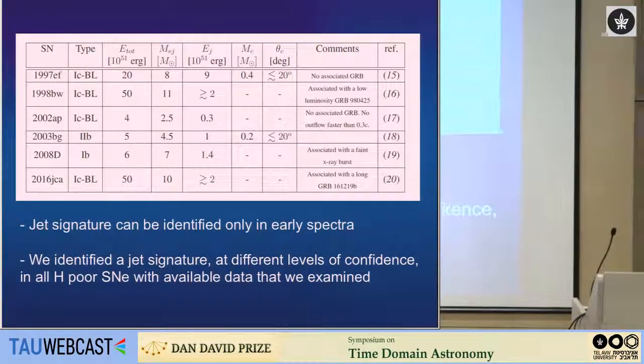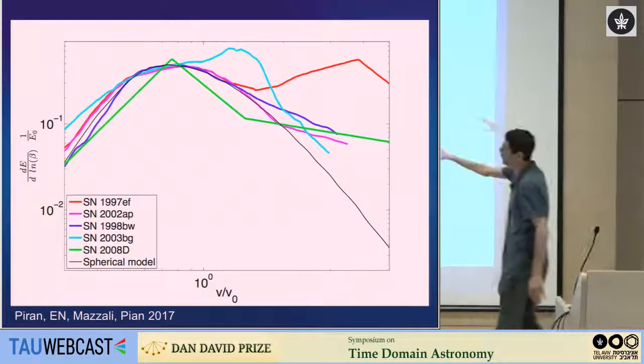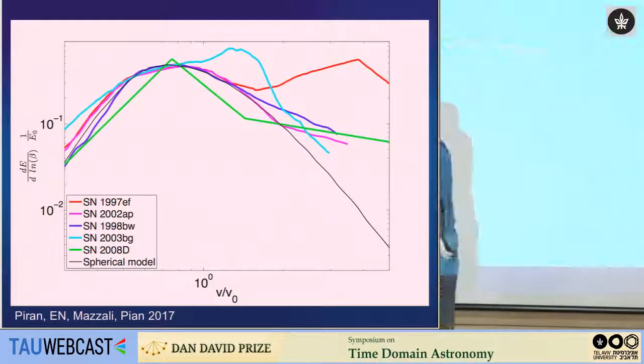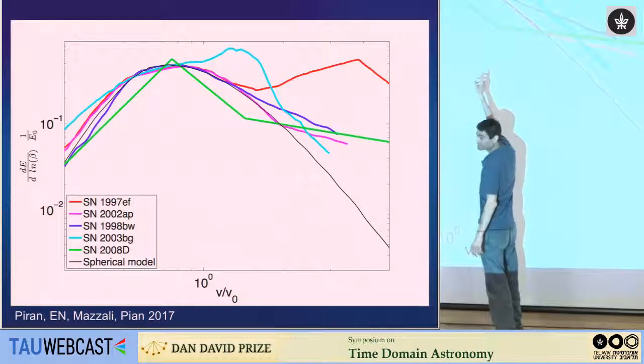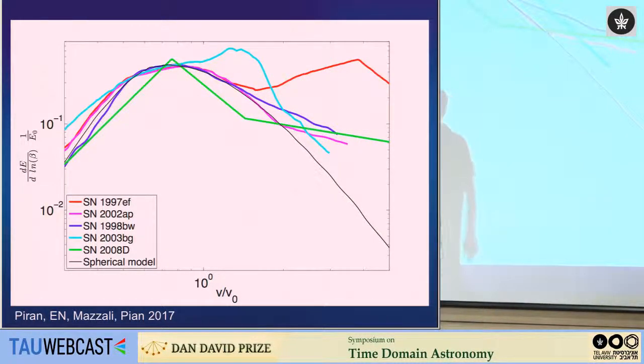What's the velocity scale? It's all normalized, so they will fall on this. But typically, the break here is about 0.1 c. It's between 20 and 30,000 kilometers per second in all of them.